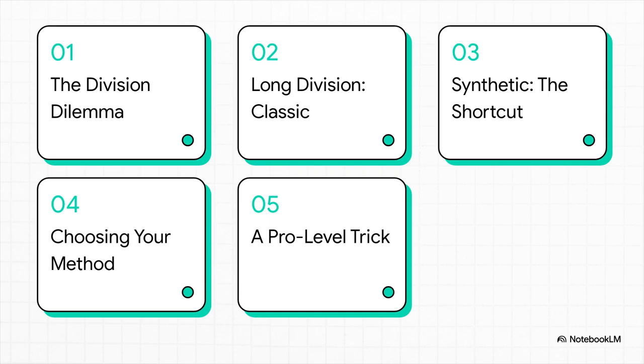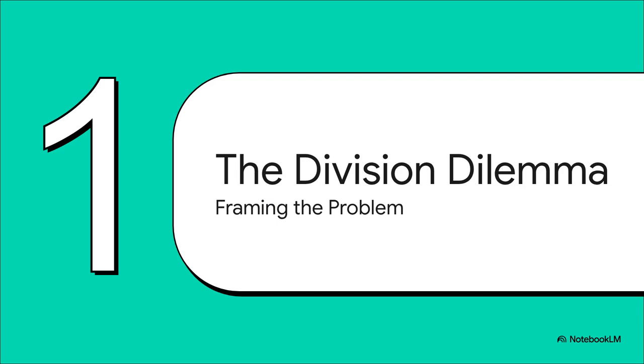Okay, so here's the game plan. First, we'll talk about the dilemma itself. Then, we're going to look at the two big methods, the classic long division and the shortcut, synthetic division. We'll figure out when to use which one, and then stick around for a really cool pro-level trick at the end. All right, let's jump right in.